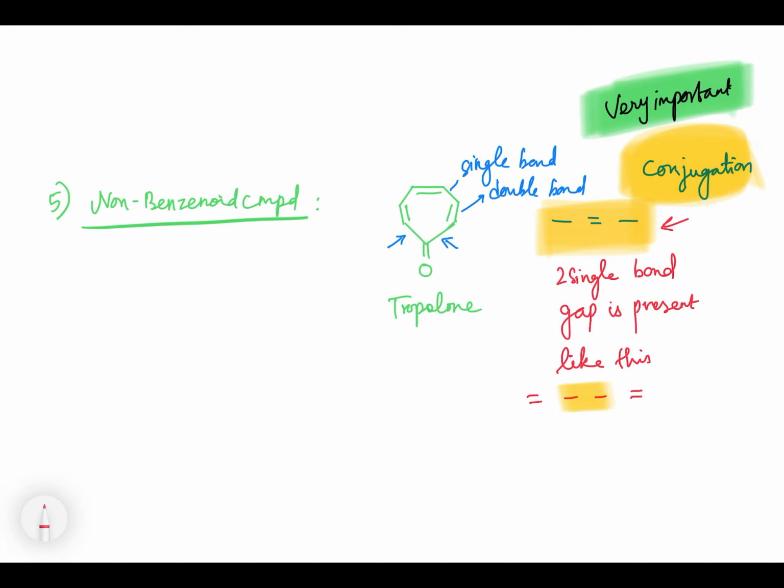I'll just explain it in short again. What is conjugation? When there are 2 single bonds and in between the 2 single bonds, if there is a double bond, then it is called conjugation. Very simple. So single bond, single bond should be present together. Single bond, double bond, like this. But in this compound tropolone, you can clearly see there are two single bonds and in between two double bonds. So it is not in conjugation. That's it.